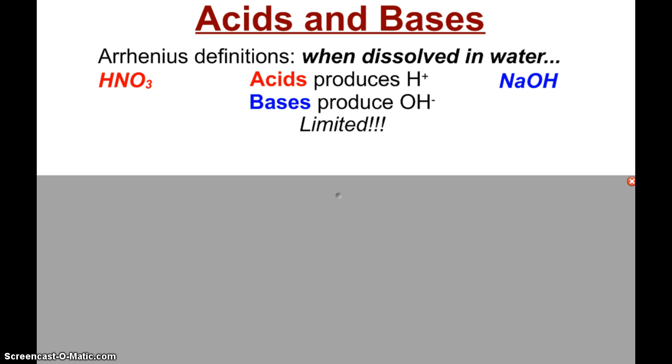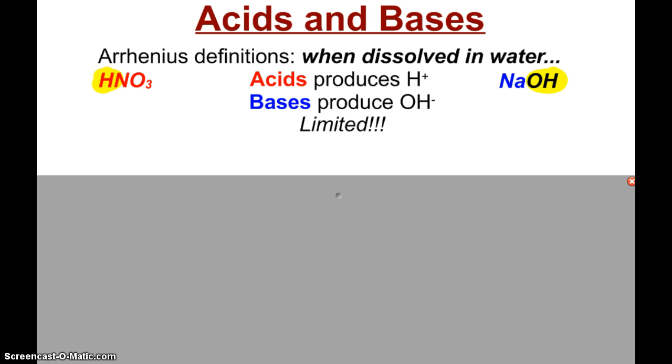But these acids and bases, our first definition of them came from Mr. Arrhenius back in the day, and he said acids, when dissolved in water, produce hydrogen ions. Bases, when dissolved in water, produce hydroxide ions. This definition pretty much said that the acids have the hydrogen ion in them and donate them into the solution. Bases have the hydroxide ions in them and donate them to the solution when they're dissolved. So this is a very limited definition because we know nowadays that there are acids and bases that do not have hydrogen ions or hydroxide ions, but yet they still have acid and base properties.